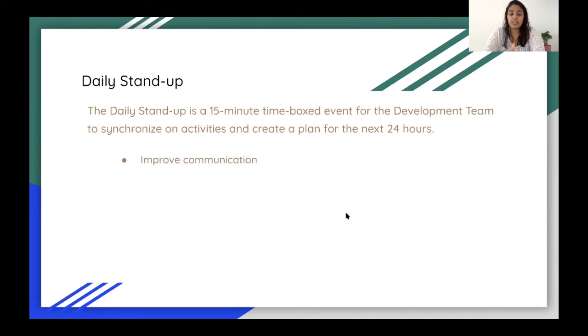What are the advantages? It helps improve communication. And this is not just communication between the developers, but it's communication within the whole team, to your PO, to your Scrum Master, and between each other as a dev team.